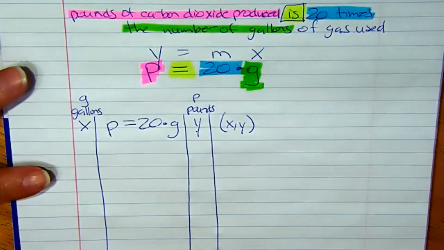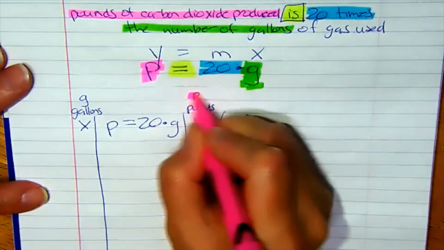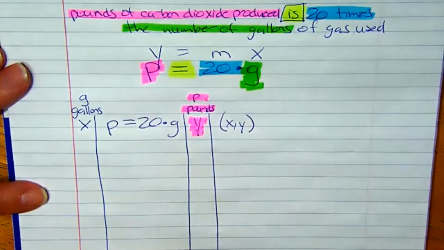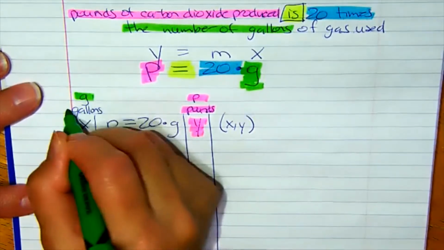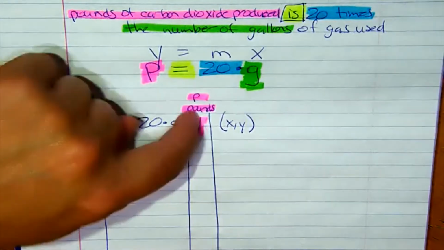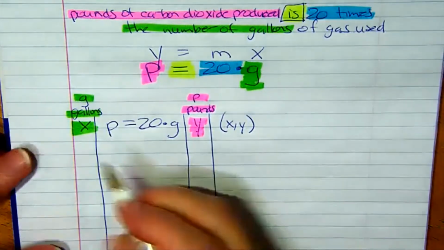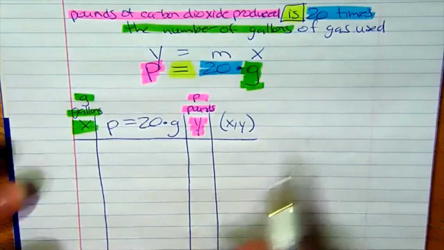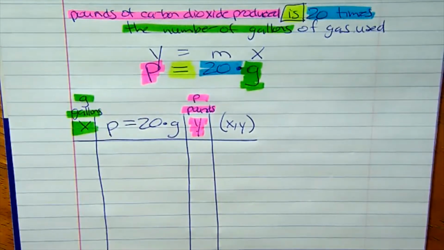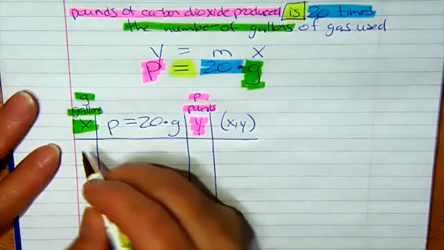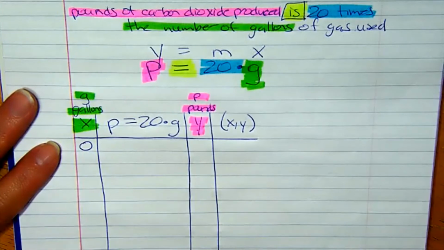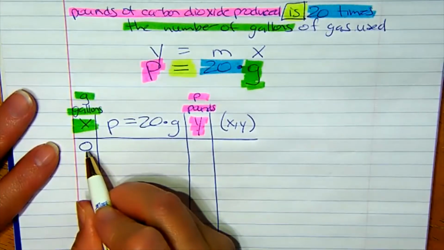So if it helps, you can color code that. My pounds are my y, and my x is gallons. So now let's think about this logically. Can we put negative gallons of gas in a car? You can't put negative gallons in a car. So we are not going to use negative numbers. We're going to start with 0. We can put 0 gas in a car.